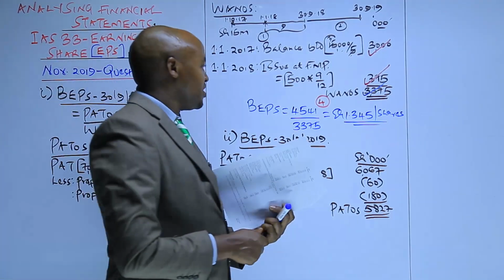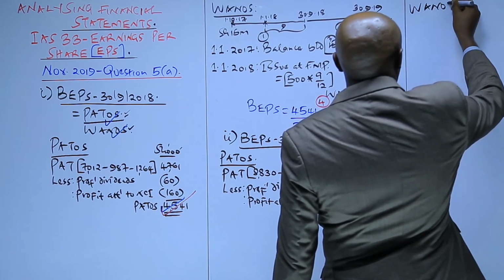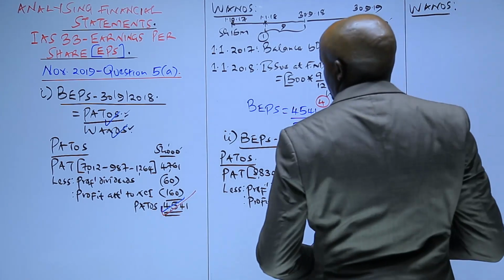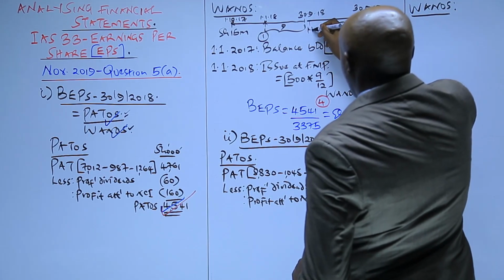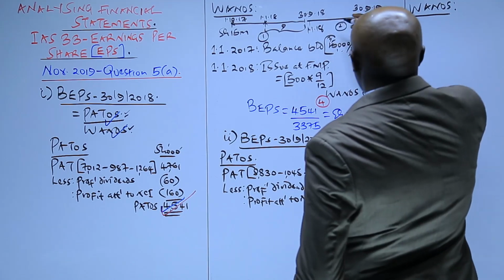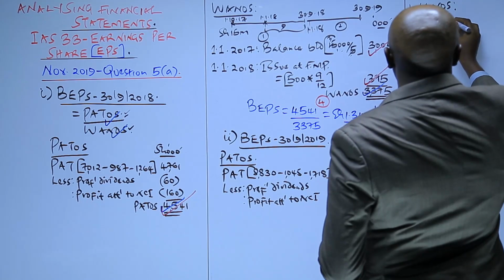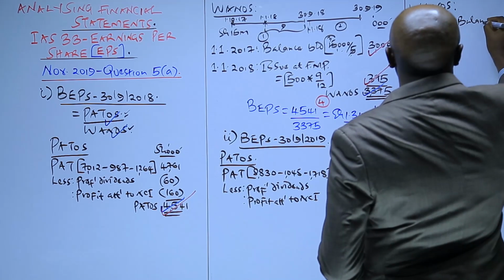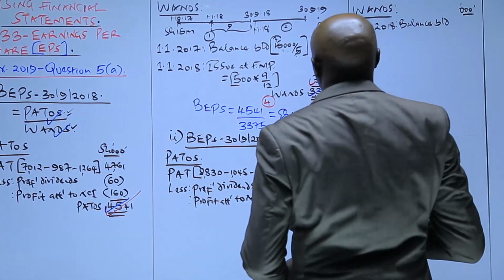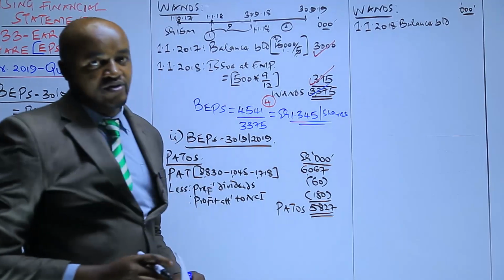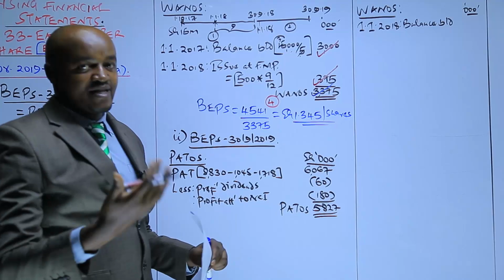So in our case we already have now the PATOS. Next we need to proceed and we determine the WANOS, weighted average number of ordinary shares. So we know that the second year here started on 1st of October 2018. That is when the year started, 1st of October 2018. So what we need to do is to determine the shares issued and fully paid at the start of the second year. So this is something which the examiner will not have given you. Anytime you're given information about 2 years, it is upon you to determine the shares issued and fully paid at the start of the second year.